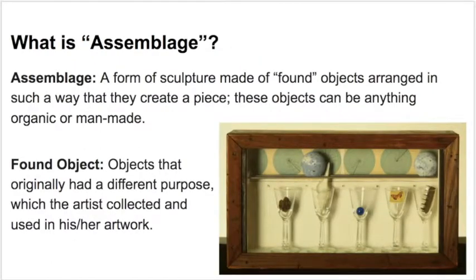Assemblage is a form of sculpture made of found objects that are arranged in a way that create a work of art. Found objects are objects that originally had a different purpose, which the artist collected and used in his or her artwork. So there's an example on the slide here.